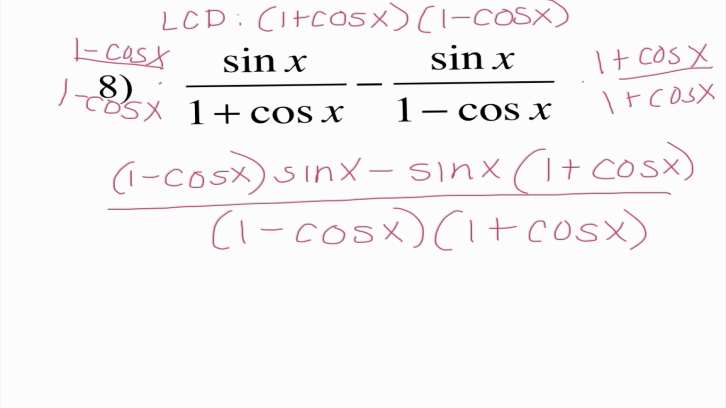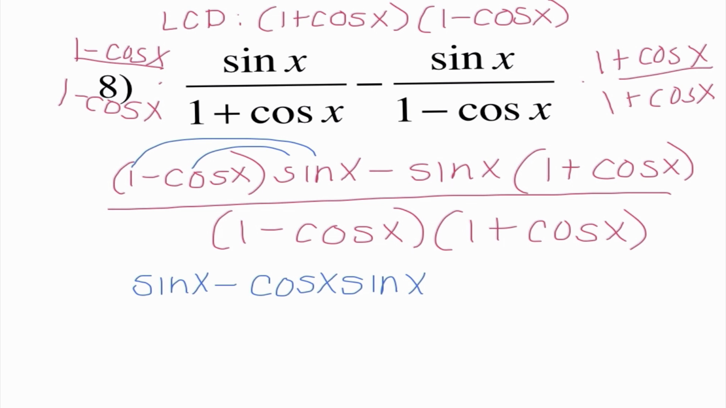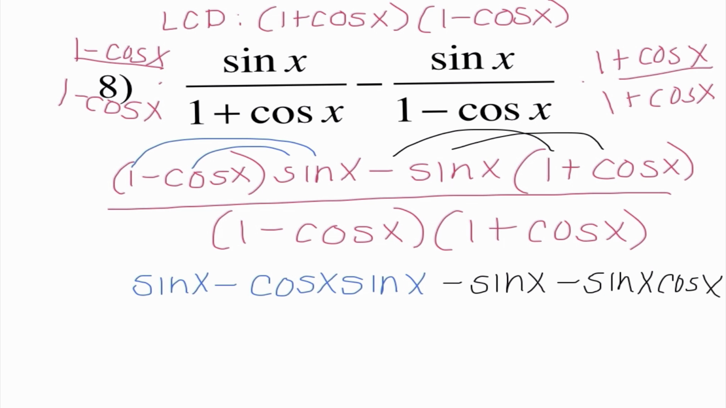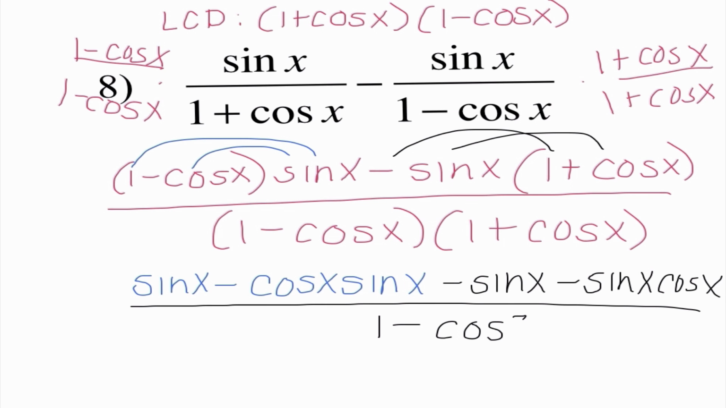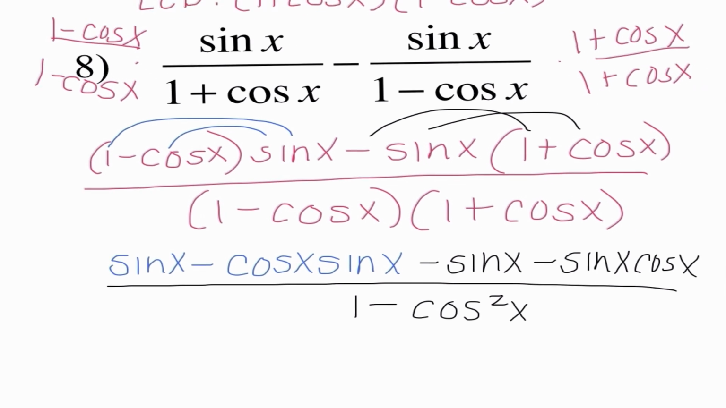So it definitely looks like we're going to have to do some multiplying here because at the moment these are not like terms. So I'm going to distribute a sine to both terms and I get sine minus cosine sine. And this time I'm going to have to distribute that negative sign, so I get minus sine cosine over 1 minus cosine squared.